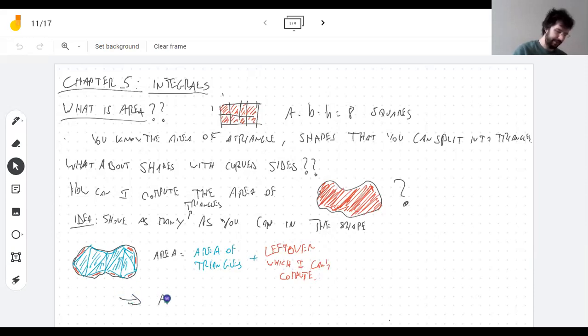So what you know is that the area is going to be bigger than the area of the triangles. If I figure out the area of the triangles, like here, it looks like there's maybe 11 squares in there. I know that the area of the potato is at least 11. This gives us a lower bound for the area. It would be nice to have an upper bound too.